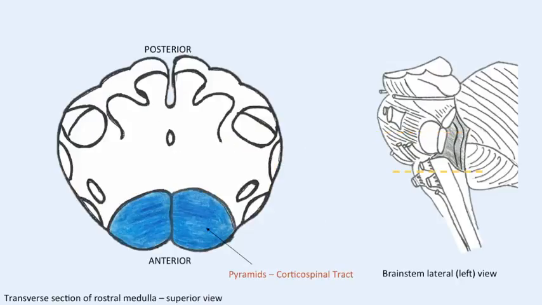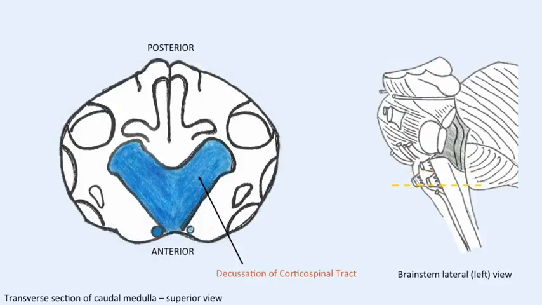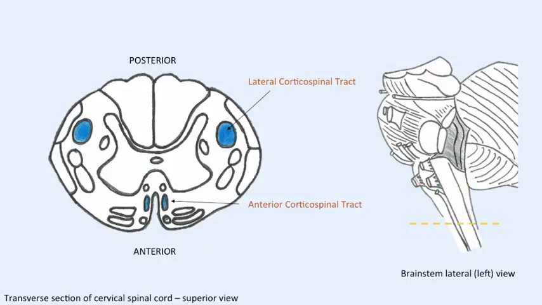The axon continues travelling inferiorly in the ventral portion of the medulla. Here, the fibre bundles are visible externally and known as the pyramids. Just below the pyramids, 75 to 90% of the fibres decussate to the contralateral side of the closed medulla, forming the lateral corticospinal tract. The remaining fibres form the anterior portion of the corticospinal tract.